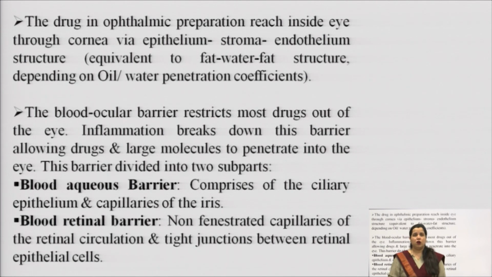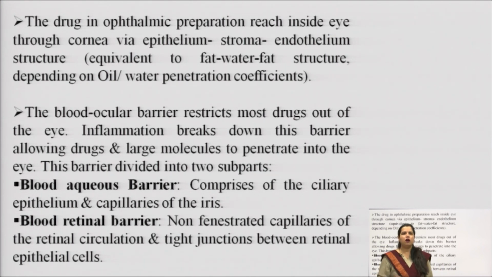Now, the drug in an ophthalmic preparation reaches inside the eye through the cornea via the epithelium, stroma and endothelium structure, which is equivalent to a fat-water-fat structure, depending on the oil water penetration coefficient. So, ophthalmic preparations reach inside the eye similarly, passing through the fat-water-fat structure of these layers, epithelium, stroma and endothelium, which are part of the cornea.